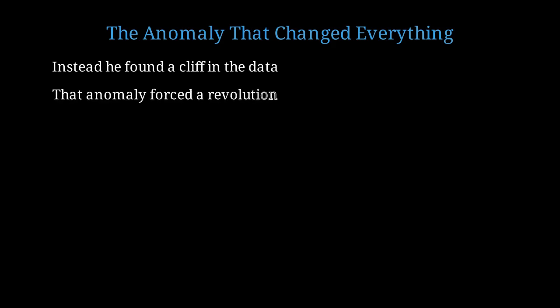Onnes expected to see a smooth, gradual decrease in resistance as he cooled mercury. Classical physics gave him no reason to expect anything else. Instead, he found a cliff. A discontinuity, a phase transition that classical physics could not explain. That single anomalous measurement forced a revolution in our understanding of matter.